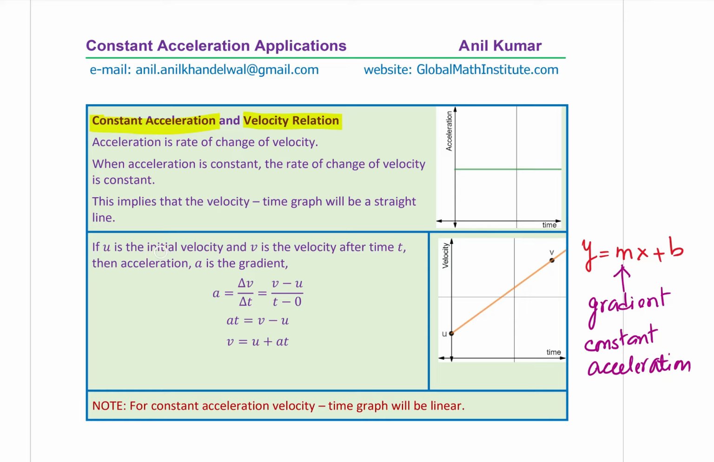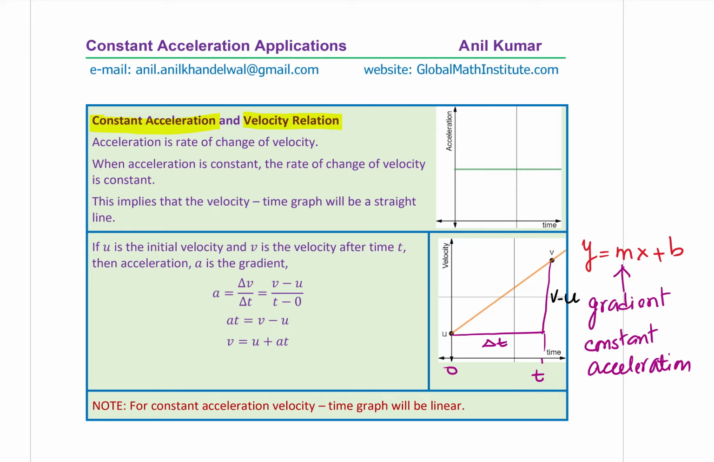Now, that helps us to derive the very first formula. If u is the initial velocity and v is the velocity after time t, then acceleration, a, is the gradient, correct? Which is delta v over delta t. That is final velocity minus initial velocity divided by the time taken. So let's say this time is t here from 0 to t, right? So this is delta t for us, and that is v minus u. You get the idea.